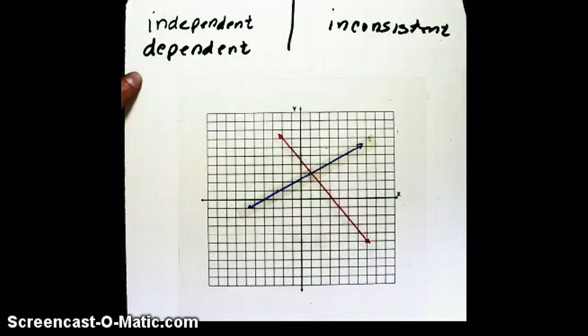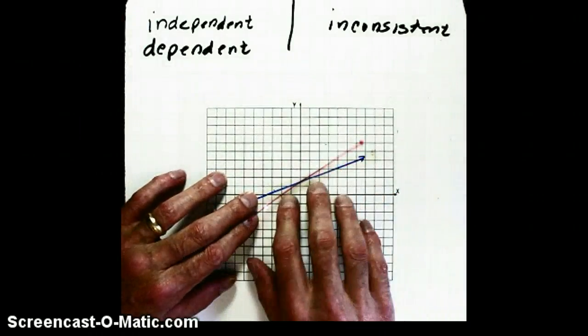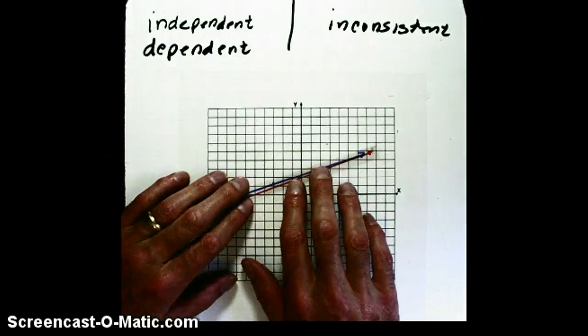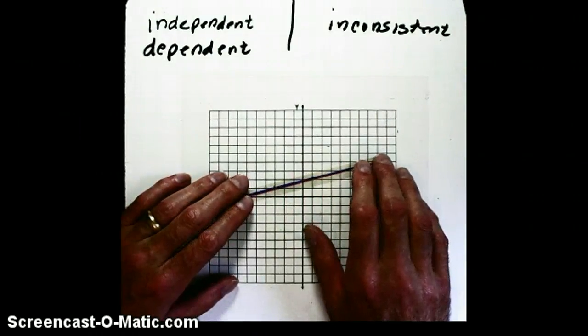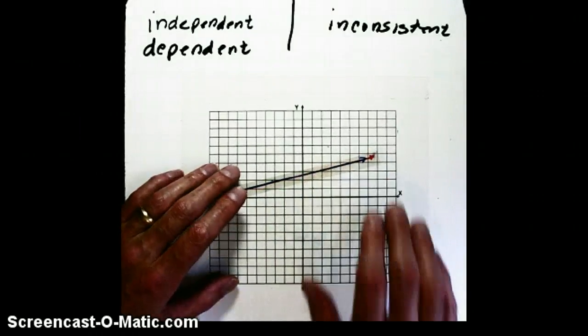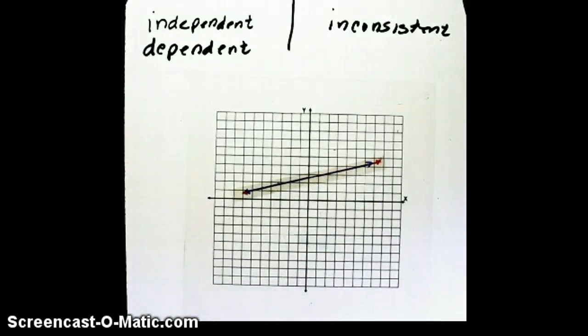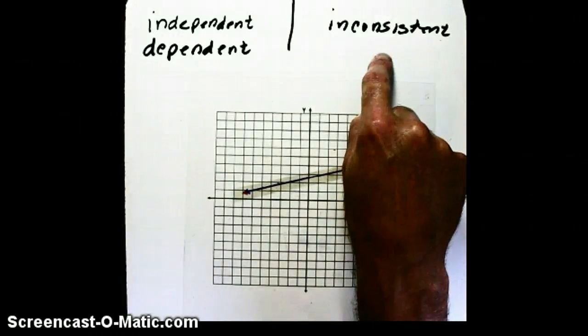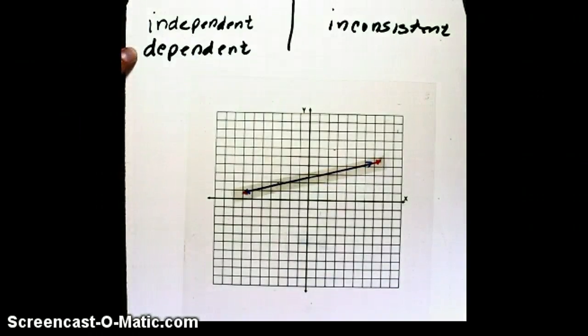And the second one, dependent, would be when the lines are right on top of each other. Okay? So I got a red line and I got a blue line. And what color does red and blue make? Makes purple. So that would be purple all of the time. So these are infinite number of solutions. Remember, inconsistent, no solution. Independent, one solution. Dependent, infinite solutions. Hope that helps.